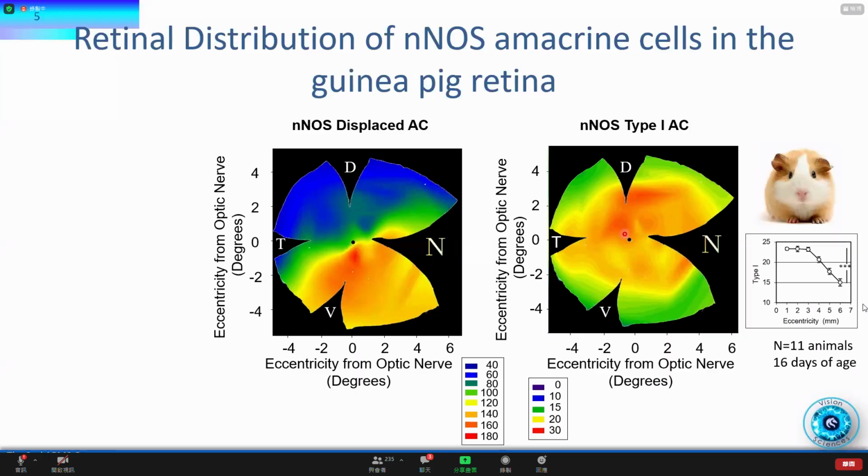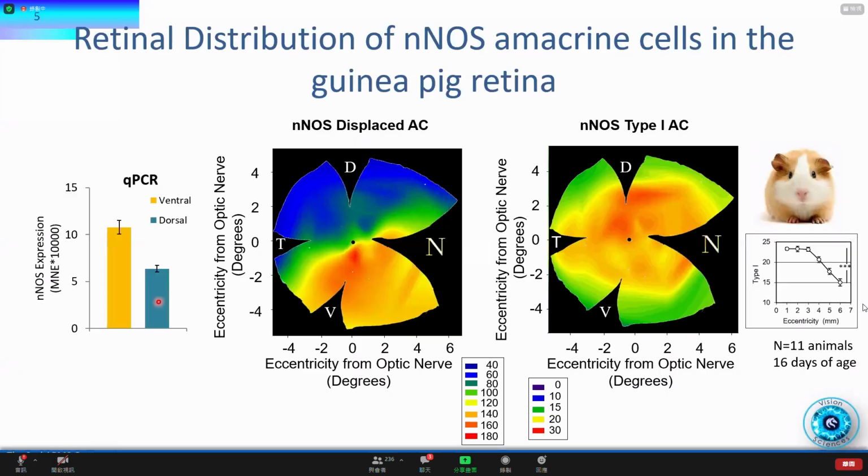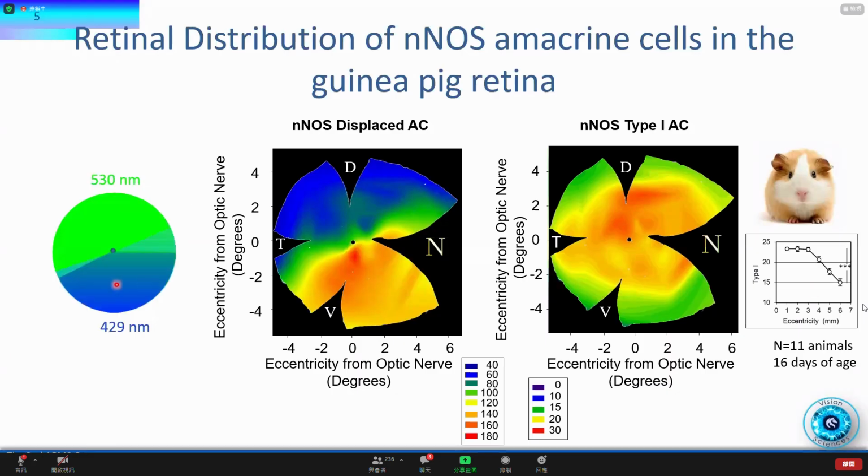But the displaced amacrine cells have an unusual distribution where most of the cells are located in the ventral retina. And that was confirmed too with PCR, where we looked at the expression of nNOS within the retina. Interestingly, this unusual distribution mirrors the distribution of the different cone types. Guinea pigs, like most mammals, are dichromats, and the highest density of these neurons mirrors the highest density of the blue cones in the retina.